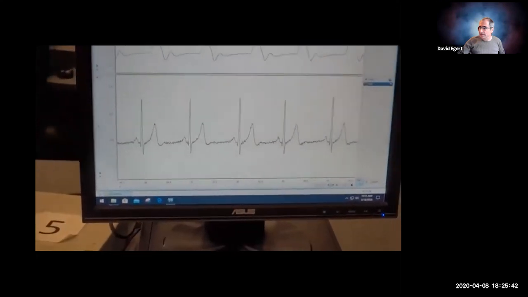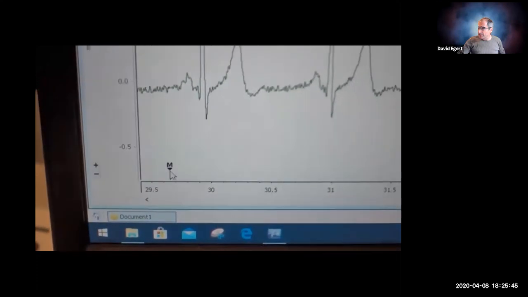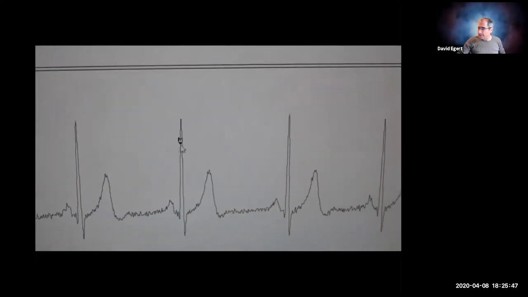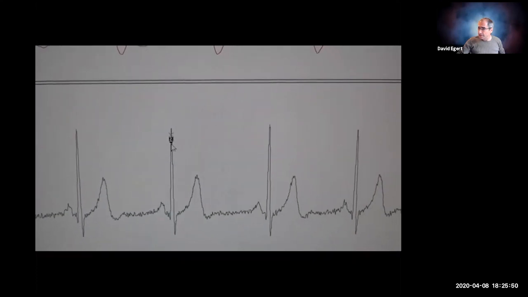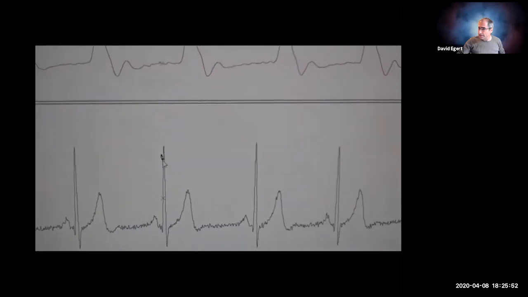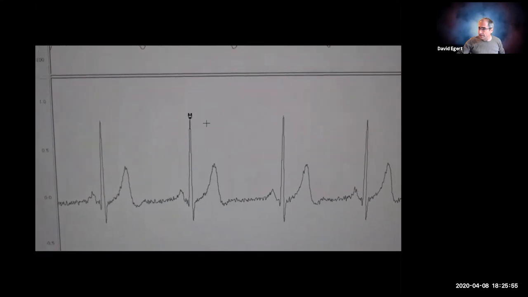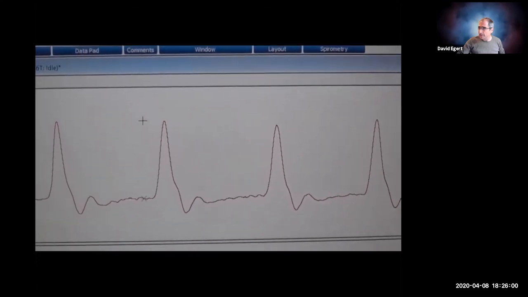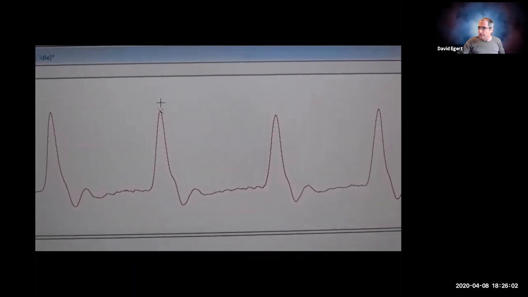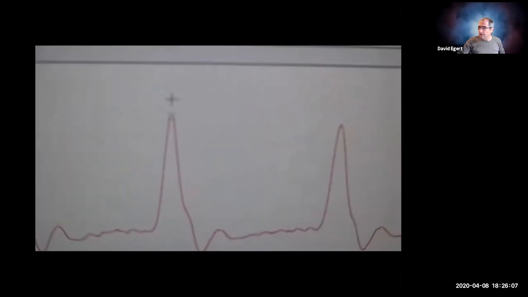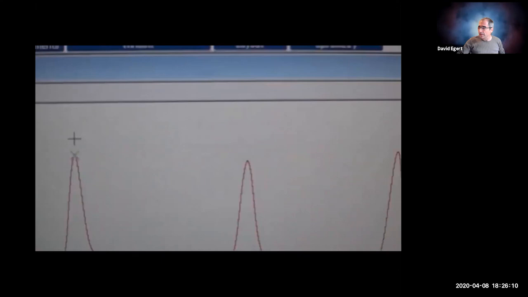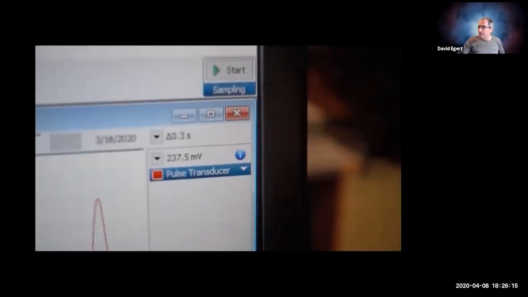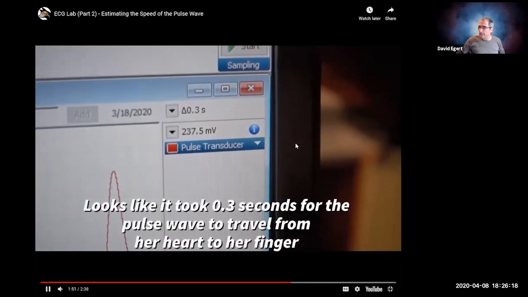All right, so now let's stop that. And now let us click and set a marker. Take the marker to the QRS, so ventricular contraction. Perfect. And now let's put the marker to when the pulse is arriving at her finger. So there it is. Now I'm moving over to see the time, and it looks like 0.3 seconds.